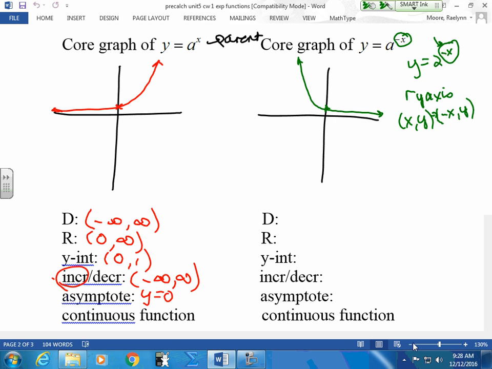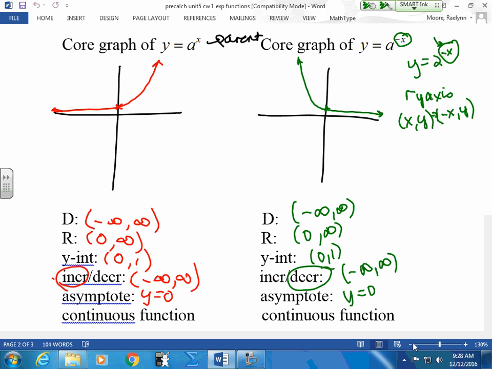I'm still going to pass through the same point, because if I put a 0 up there, 2 to the negative 0, which is 2 to the 0, I still get a 1 out of this. It just reflects this. My domain will stay the same. My range will stay the same. My y-intercept stays the same. But now, I'm decreasing. My asymptote stayed the same. And I'm still a continuous function. All it did was give you a reflection.